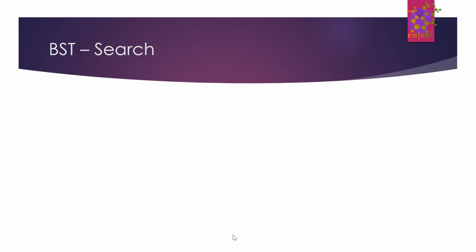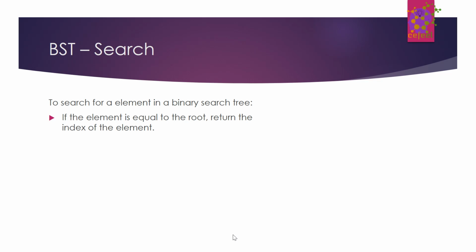Now let's see the most important operations in binary search tree, which is the search operation, which means in a binary tree we have to find an element if it exists or not. So here is the process which we can follow. It's also a recursive process. The idea is just check and compare with the root. If the element is equal to root, then we are done. We don't need to do anything. We just return the index of the root node and then we are done.